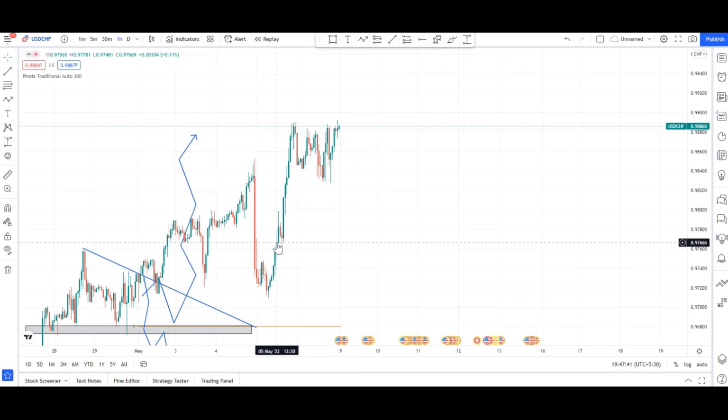Somewhere here only, at this green candle, I have bought, and I have kept my SL at this green candle low, because I know that it came once again downside, so my SL will be triggered. So I have kept my SL somewhere here only, because I know that it's making continuously a weak high. So one weak high will come and all my SLs will be hit. So that's why I kept my SL at this portion.